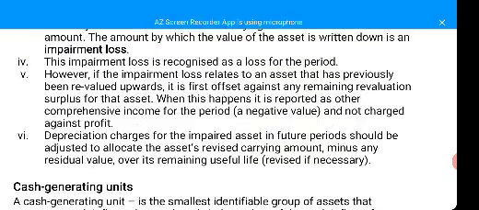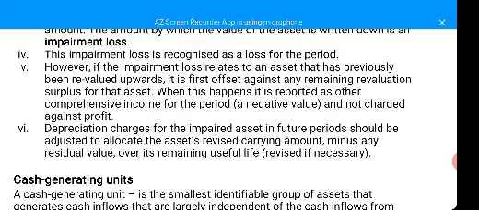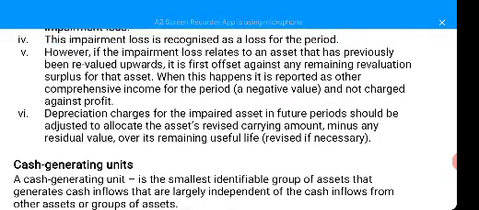But when this impairment loss relates to an asset that was previously revalued under IAS 16, we said an asset might be carried under two models. Either you carry it at cost or through the revaluation model. Now under the revaluation model, if an asset is revalued upward, you are going to credit it in your other comprehensive income.